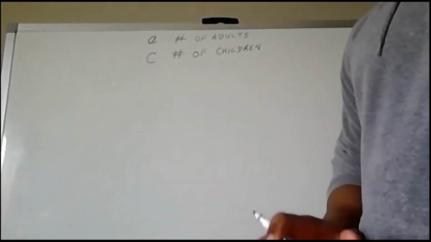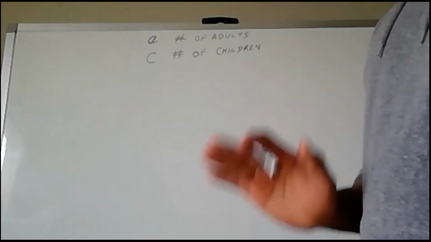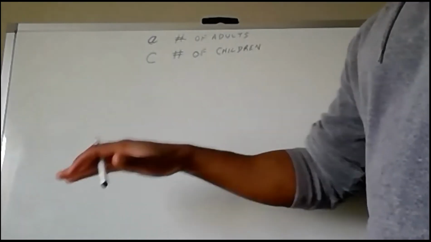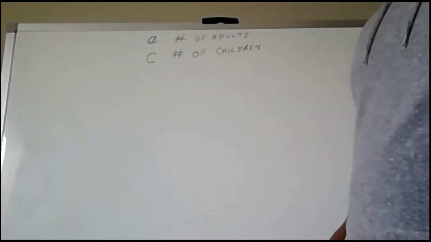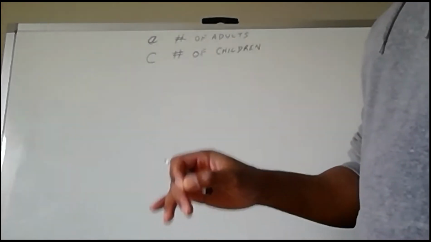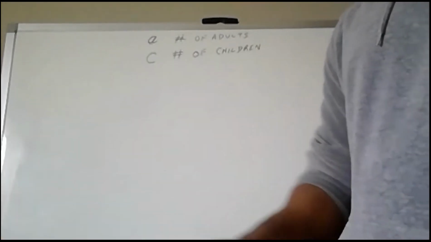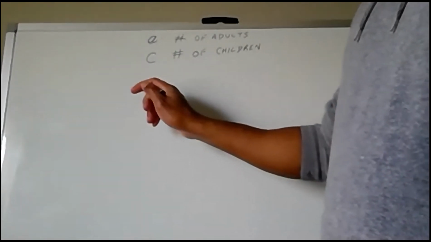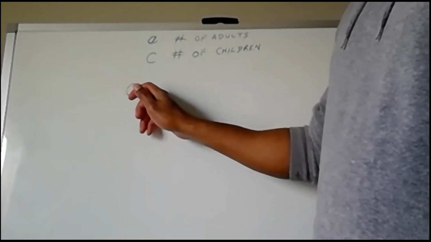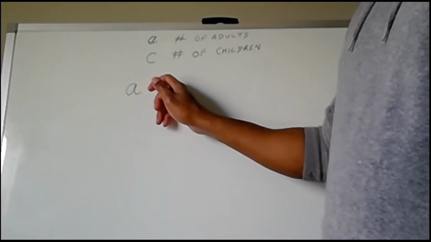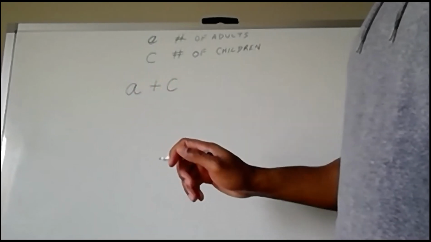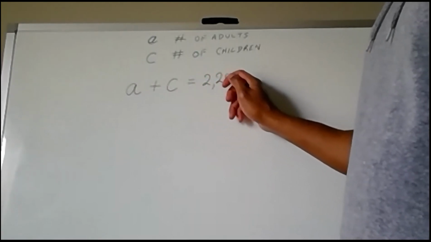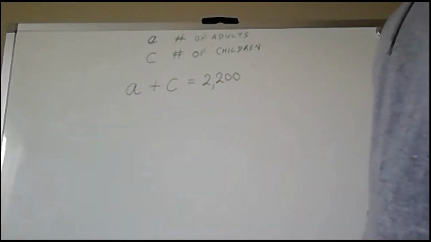Now, if we look at the question, does it tell us how many adults and how many children there are? Yes, it does. Not individually, but together. It tells us that there were 2,200 children and adults combined. So here I'm going to say A, the number of adults, plus C, the number of children, is equal to 2,200.